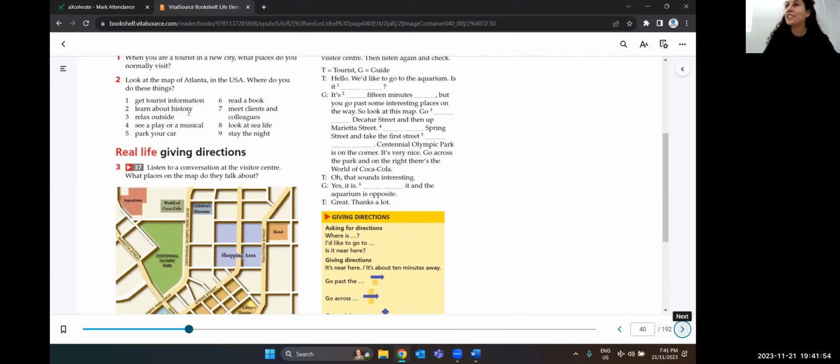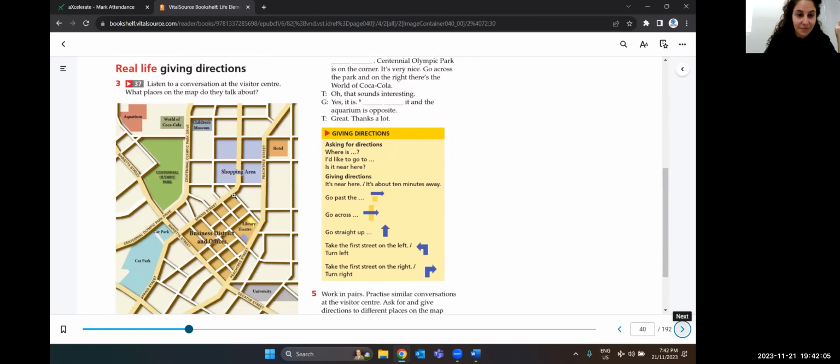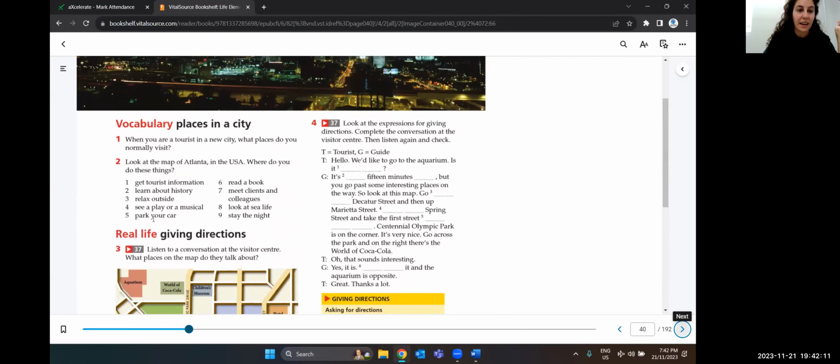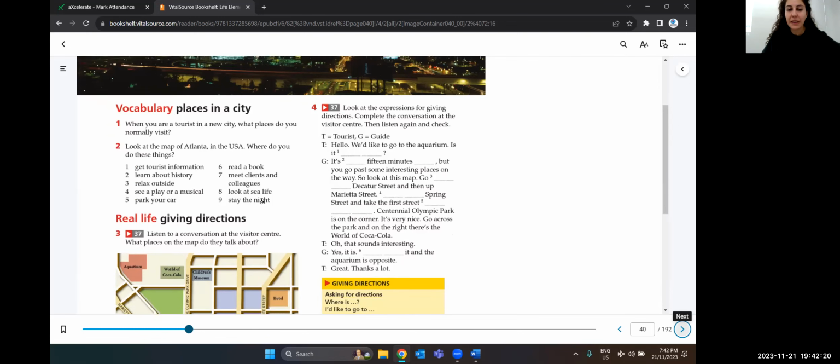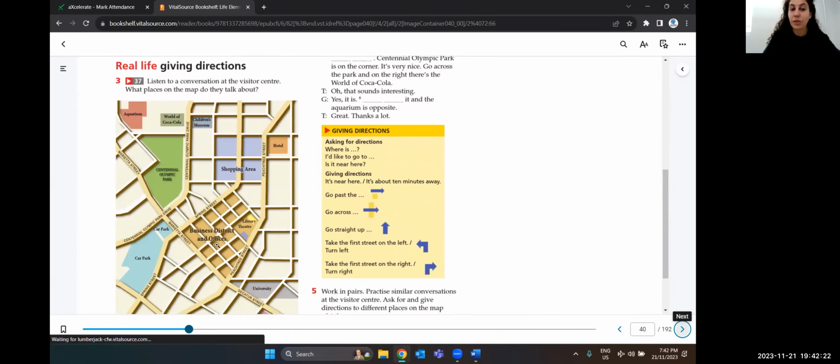To learn about history, the library, yeah, because we can read books. To relax outside, the park. To see a play or musical, we go to the theater. Where can we see here? Theater, right there, theater. To park your car, a car park. To read a book, library. To meet clients and colleagues, so a business meeting, maybe the CBD or the business district.